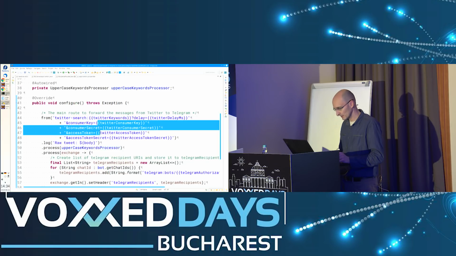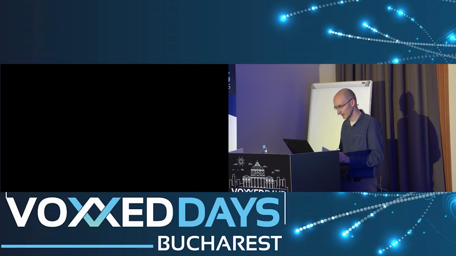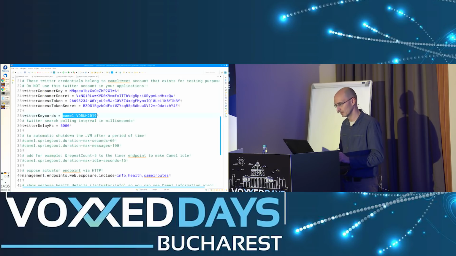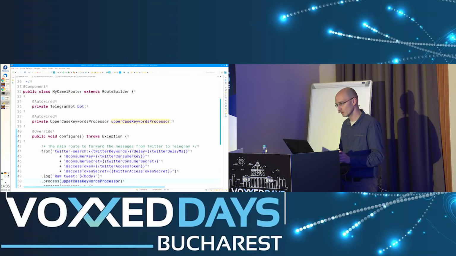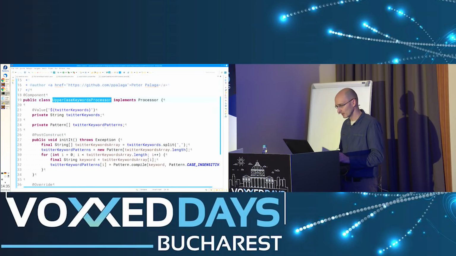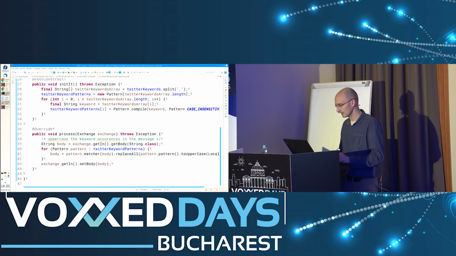And these are some credentials for the Twitter API, and we are looking for these keywords that I mentioned. So if you tweet something, we should see it in the Telegram room when we run it. We also do some transformations using these processors. We have two of them because we are on Spring Boot. We can use Spring dependency injection, and this processor is doing the only simple thing that it transforms every one of the keywords that we specified to uppercase so that we can see them better.